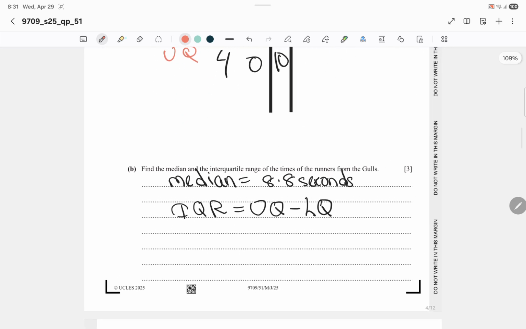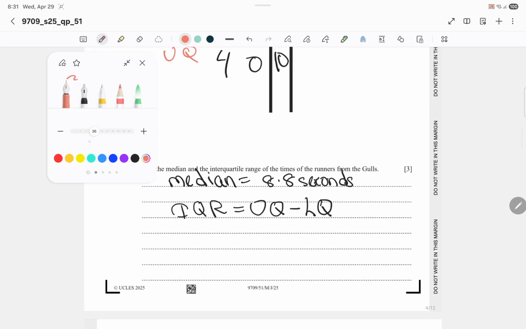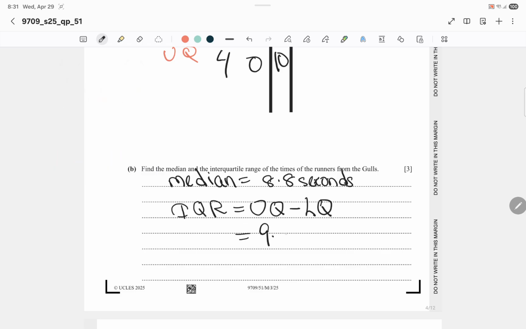Subtract them. We get 9.8 minus 8.3. We get 1.5. 1.5 is the answer, right?